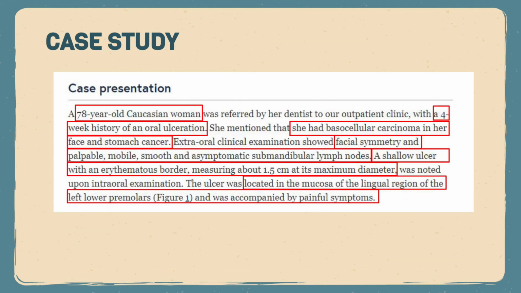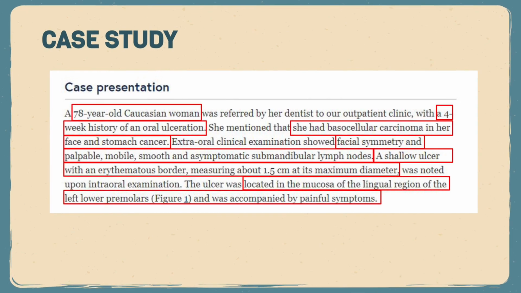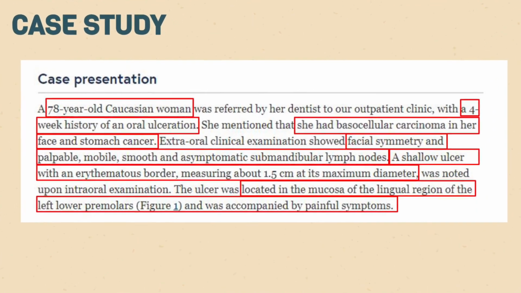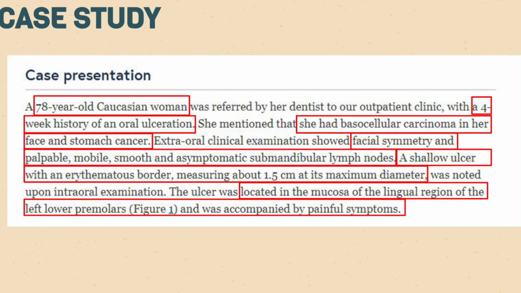This is a case study of a 70-year-old Caucasian woman that was referred by her dentist to an outpatient clinic with a 4-week history of an oral ulceration. She had a history of basal cell carcinoma in her face and stomach. From extraoral examination, the patient showed facial symmetry, but palpable, mobile, smooth, and asymptomatic submandibular lymph nodes.